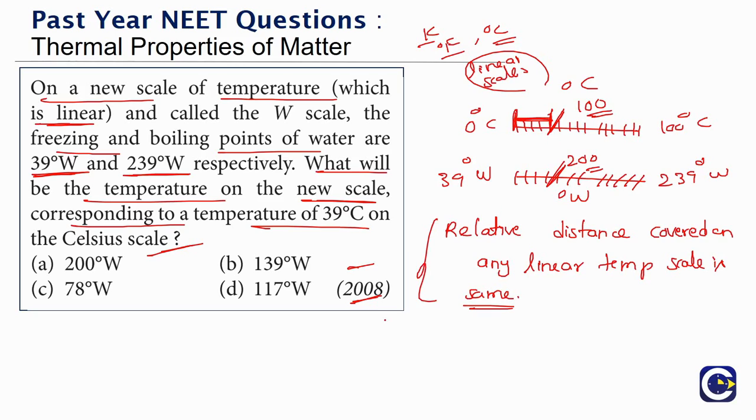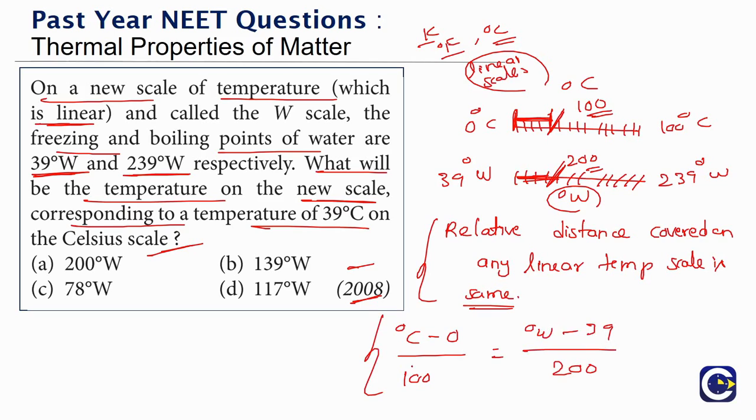Okay, so the distance covered means what? Celsius value minus initial point, which is 0, divided by the total length of the scale, 100. This is the relative distance covered. In the new scale, let the corresponding temperature be degree W. So degree W minus starting point, which is 39, divided by the total length of the scale here, 200. So this is the relation.